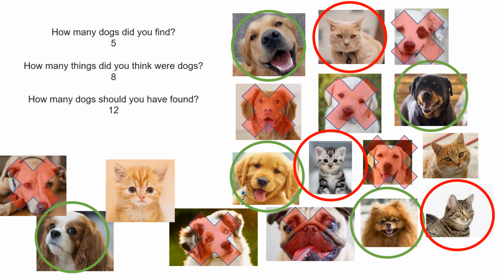How many dogs did you find? I found 5 dogs. Those are the green circled dogs. How many things did you think were dogs? Well, you told me 8 things were dogs, including these 3 cats. How many dogs should I have found? How many dog pictures did I show you? I actually showed you 12 dogs. So out of the 17 images that I showed you, 12 of which had real dogs, you found me 5 dogs. But you thought 8 things were dogs. And these are essentially the things that are going to matter for determining precision and recall.